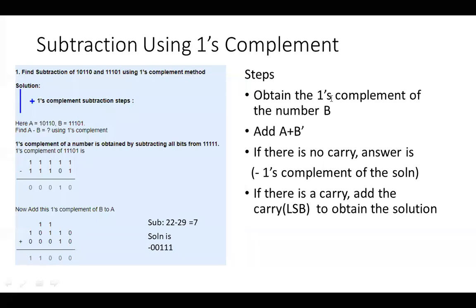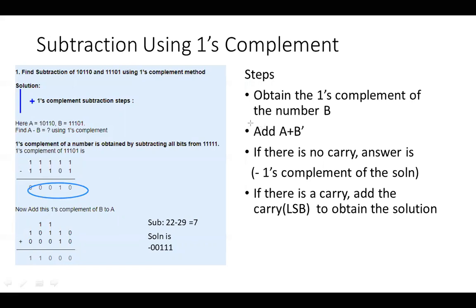Now obtain the ones complement of number B. What is B? B is 11101. If you have to obtain the ones complement, I can convert all the ones to zeros. That is one method. Or else I can subtract the number from all ones. So this is B, the second number B. I'm subtracting from all ones. This way also I can do. Or else I can not the number. That is also your choice. So if we not it, I'll get the number 00010. This is the ones complement of the number.